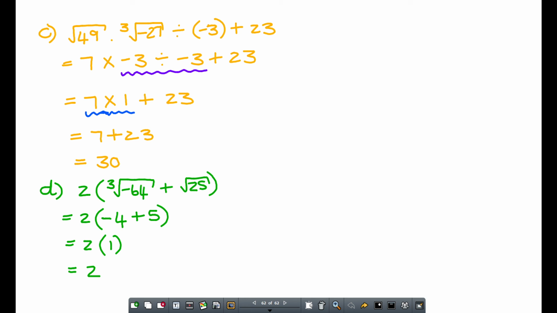Right, let's just finish D. 2 times cube root of negative 64. That cube root of negative 64 will give you minus 4, plus square root of 25, and that will be 5. Then we simplify inside the brackets, and minus 4 plus 5 gives me 1. And 2 times 1 gives me 2. Okay, I'm going to stop there.